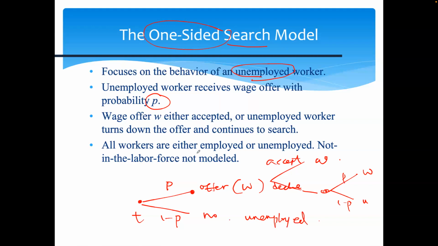Furthermore, we assume all workers are either employed or unemployed. For the moment, we don't model not being in the labor force, meaning everyone is actively searching for a job. Either you're unemployed, actively searching for a job, or you're employed. So this is the setup.